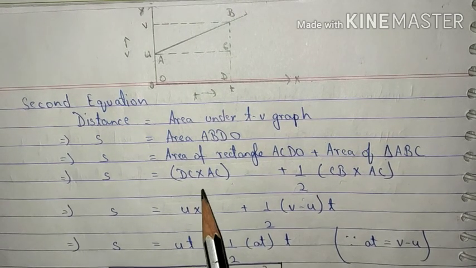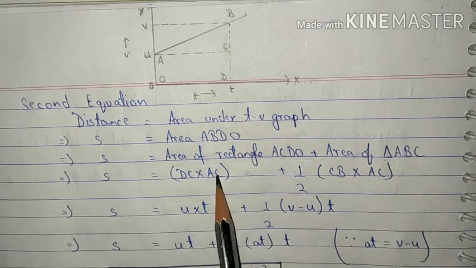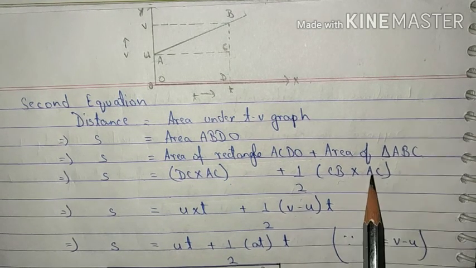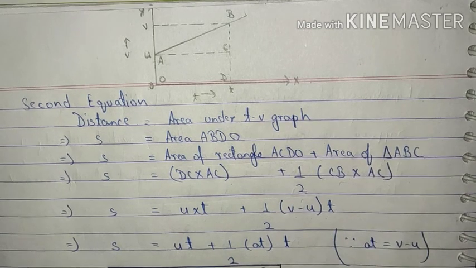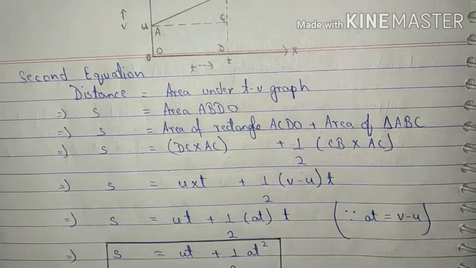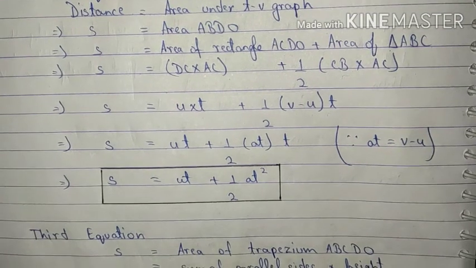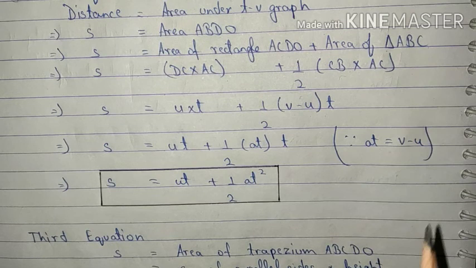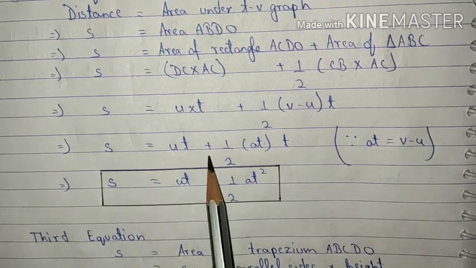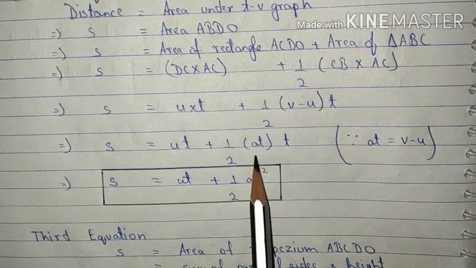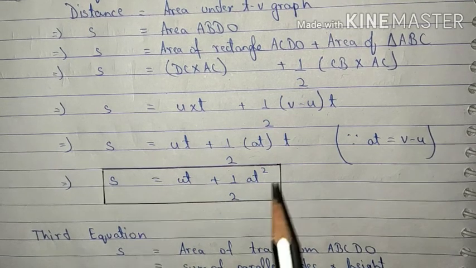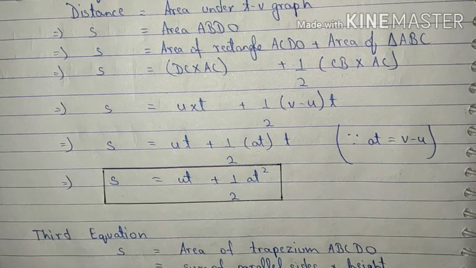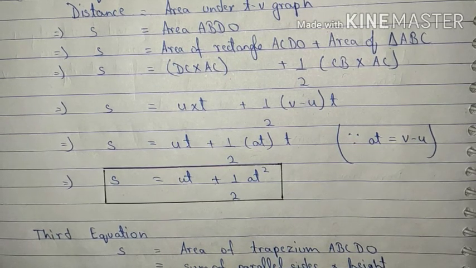Now since DC is equal to u, AC is equal to t, CB is equal to v minus u, and AC is equal to t, putting the values, we get this equation. Solving further, since we know that at is equal to v minus u, putting it over here, we get ut plus half at whole into t, which can be written as s is equal to ut plus half at square. That is our second equation of motion.